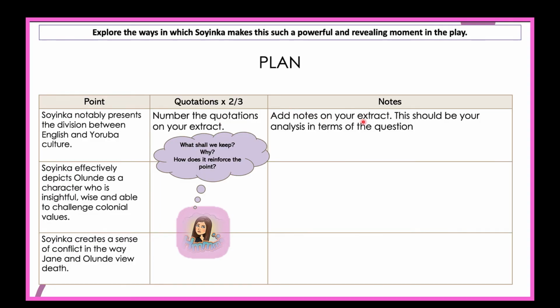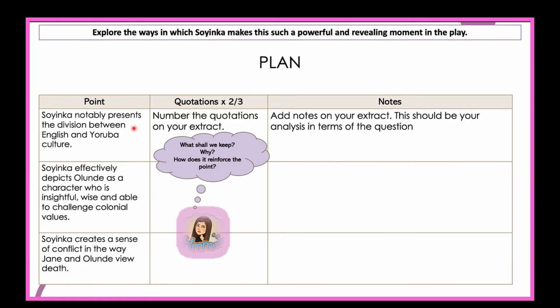Add notes on your extract. This will help you with your analysis. So if you see it, write it, jot down some ideas, because again, the less thinking that you need to do later on, once you're writing up your essay, if you've got all your notes and ideas on a piece of paper, all you're doing is pulling them in and developing them, rather than having to think from scratch.